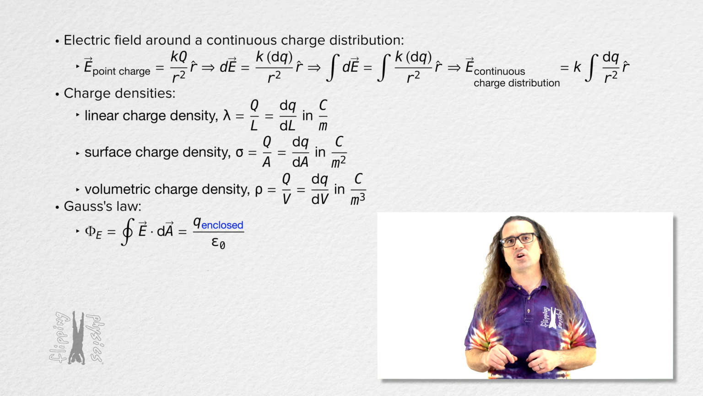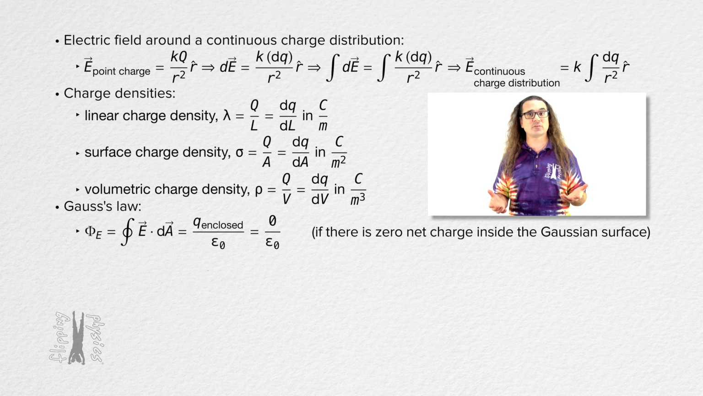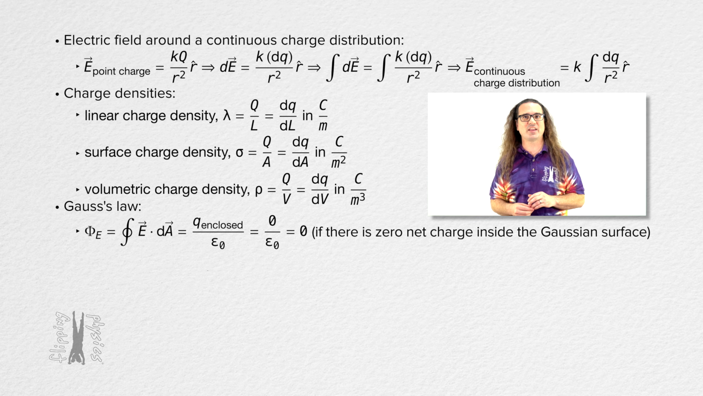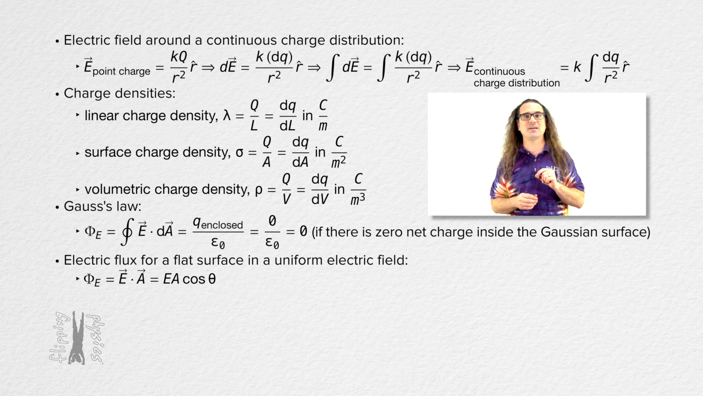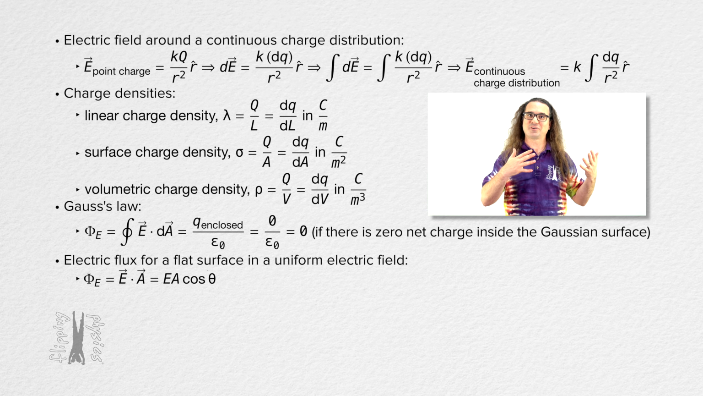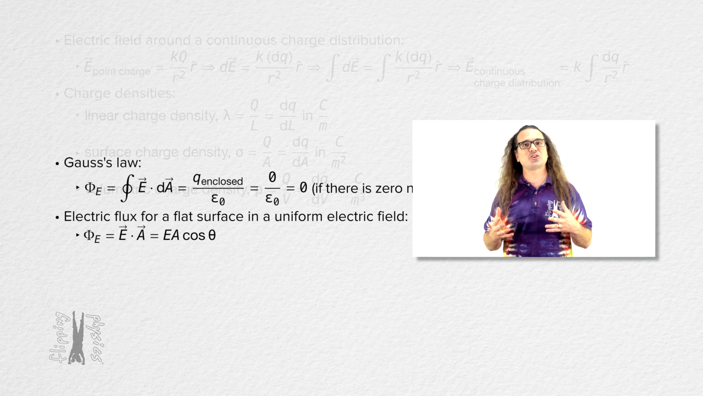And if the net charge inside a closed Gaussian surface is 0, then the net electric flux through the closed Gaussian surface is also 0. And as long as we are talking about electric flux, I will point out that the equation for electric flux for a flat surface in a uniform electric field is electric flux equals the dot product of electric field and the area, or electric field times area times the cosine of the angle between the direction of the electric field and the area vector.